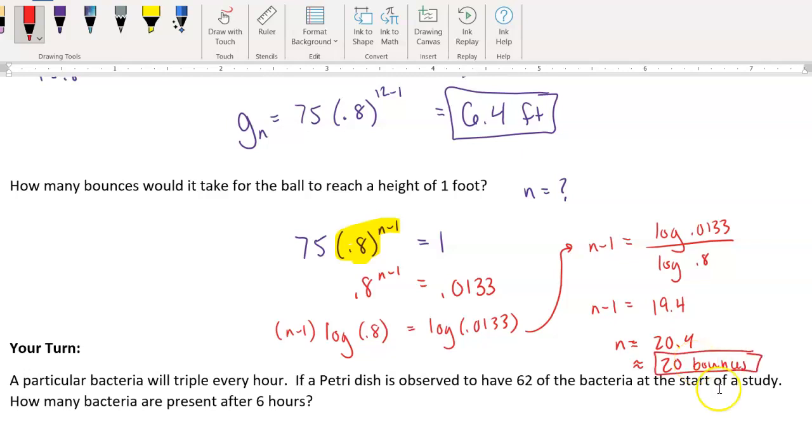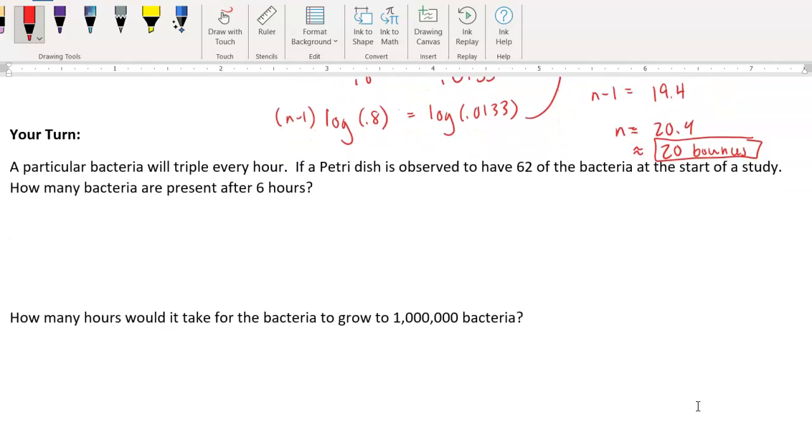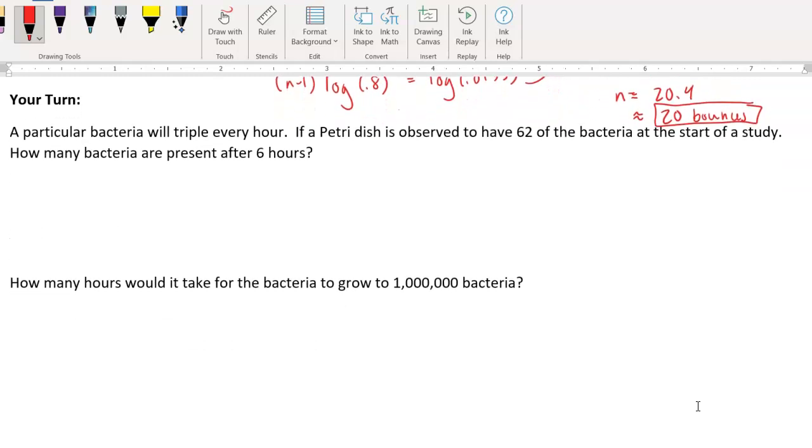All right, so there you go. I want you guys to do the same thing now with this problem. It's the same thing in 2 different parts. In the first part, you know the value for n, and in the second one, you're trying to figure out the value for n. In this scenario, it says a particular bacteria will triple every hour, so it's multiplying by 3 every hour. If a petri dish is observed to have 62 of the bacteria at the start of a study, how many bacteria are present after 6 hours? And then figure out how many hours it would take for the bacteria to grow to 1 million bacteria. Why don't you go ahead and pause the video and work on both parts, and hit play when you're ready to check to see if you have both parts done correctly.